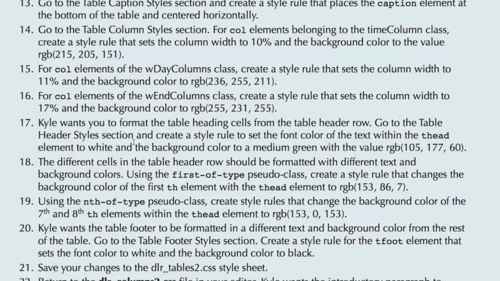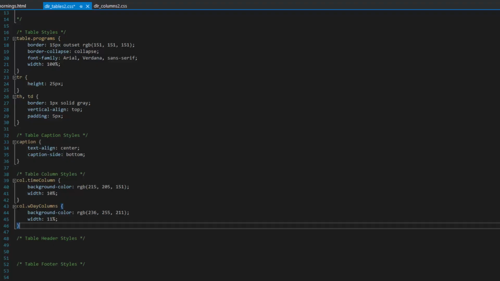Step 15 now, for the col elements that are classed with WDay columns, we'll create a style rule that sets the column width to 11% and the background color to RGB 236, 255, 211. So just like we did with the time column, we'll use COL, the element name, and then dot, the class name, which is WDay columns, and this time the background color is RGB 236, 255, 211, and the width of that column is 11%. Save the change.